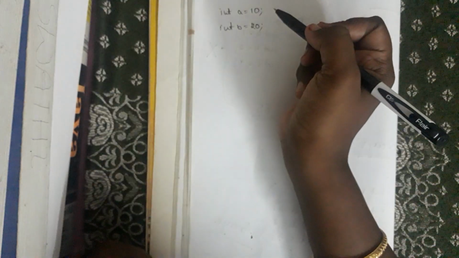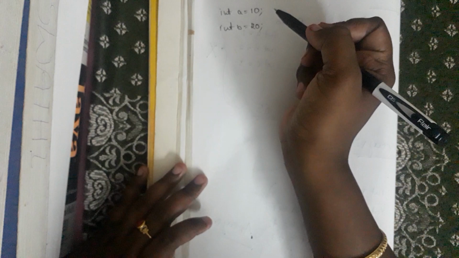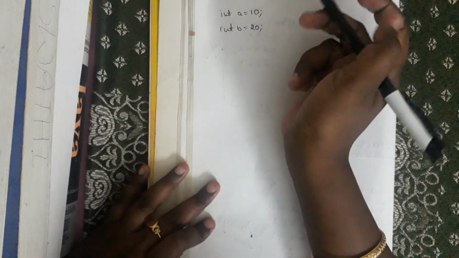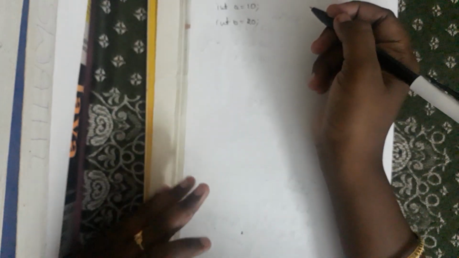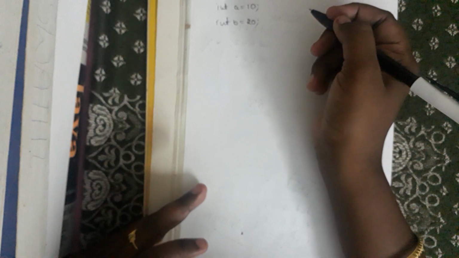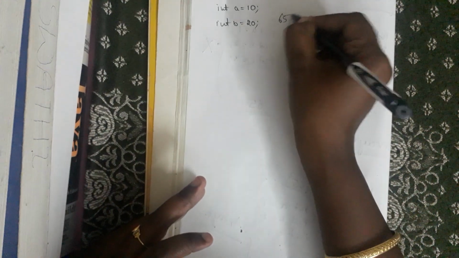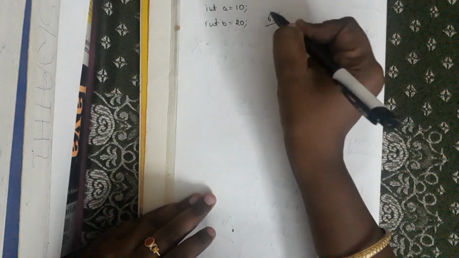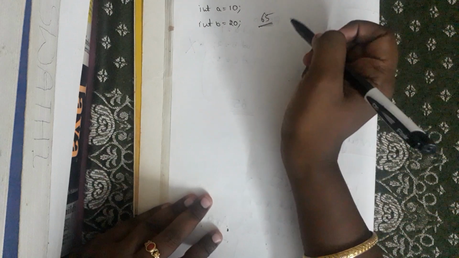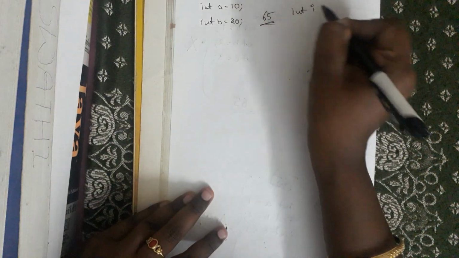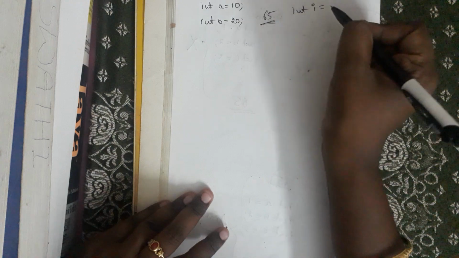Like this, suppose my requirement is that I want to store the roll numbers of all the students in a class into the memory, right? For a class, nearly how many students will be there? Around 65 members will be there. So my requirement is how to store the roll numbers of all the 65 students. For this, what do I have to do? I have to declare variables and store the roll numbers, right?